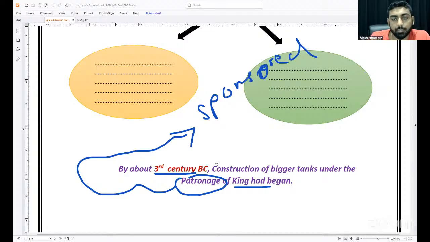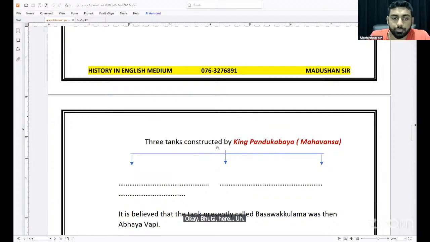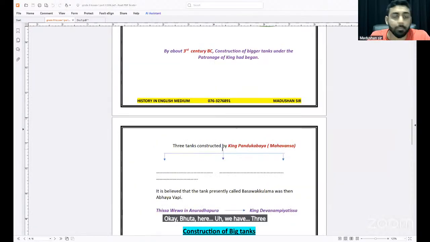Okay, here we have 3 tanks constructed by King Pandukabhaya.